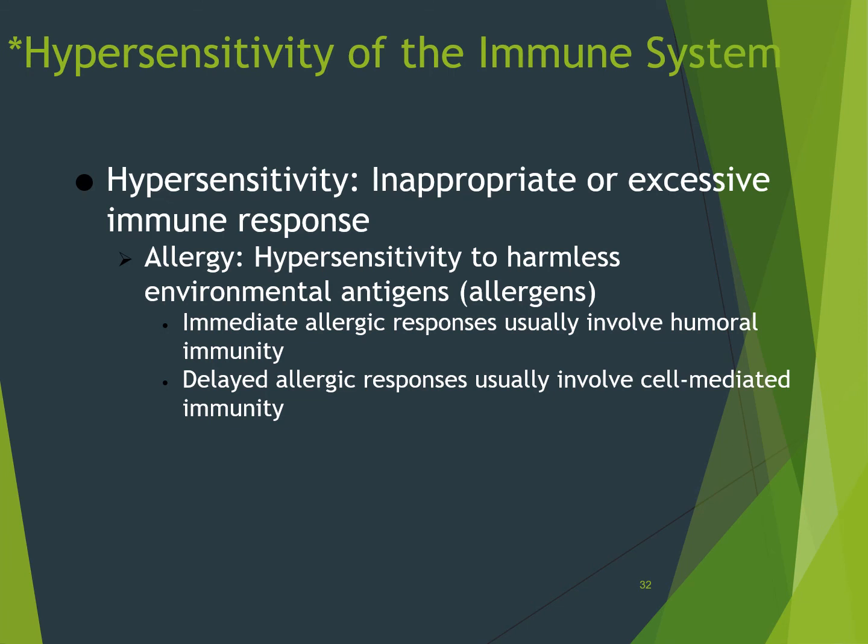A hypersensitivity of the immune system is an inappropriate or excessive immune response. And we're going to talk about three different types: allergy, autoimmunity, and alloimmunity. Now, we're all probably familiar with allergies. We all probably have some sort of allergy. Allergies occur when a person becomes sensitized to some sort of trigger or some sort of allergen. And usually this happens over repeated exposure to the allergen.